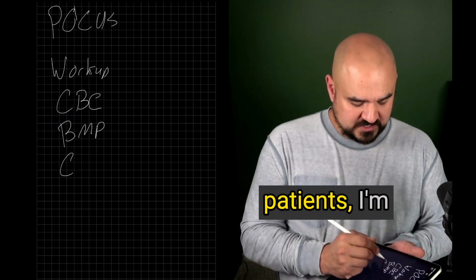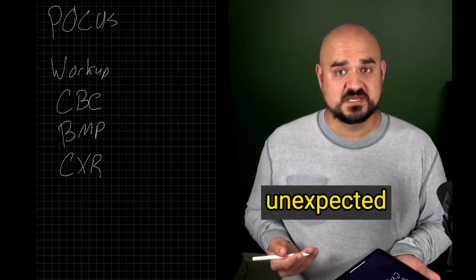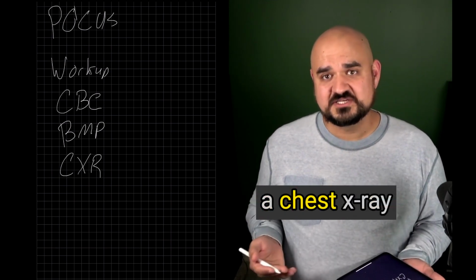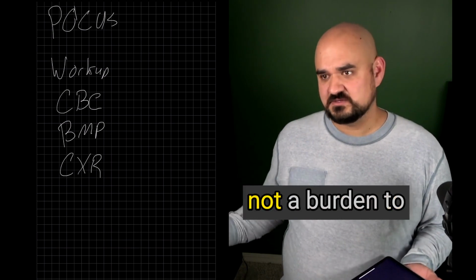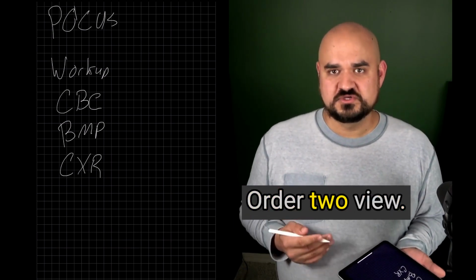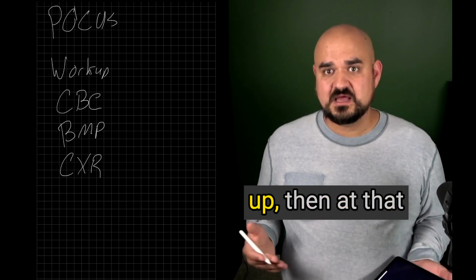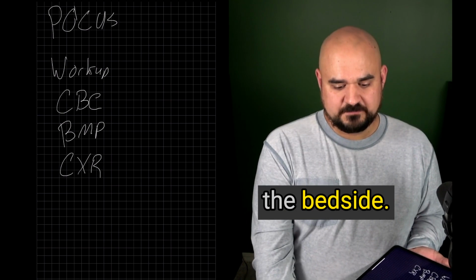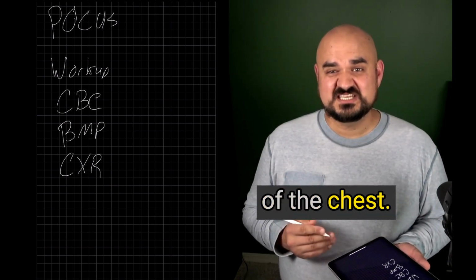Pretty much on all these patients, I'm getting a chest x-ray. I've been surprised with enough unexpected pneumothoraces that if a patient comes in and says they're short of breath, I'm going to get a chest x-ray to evaluate their lungs. If they're healthy and they can walk and it's not a burden to get them to x-ray, order a 2-view. If the patient is unstable or if they can't stand up, then at that time, order a single portable view for the bedside. In addition, we may need to order a CT of the chest.